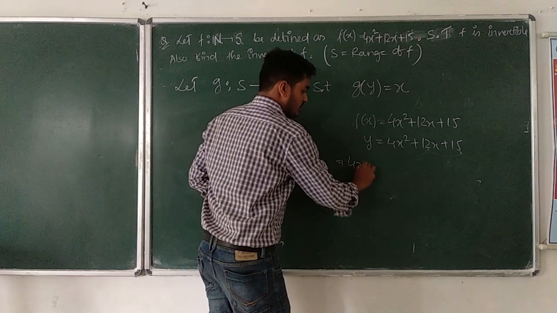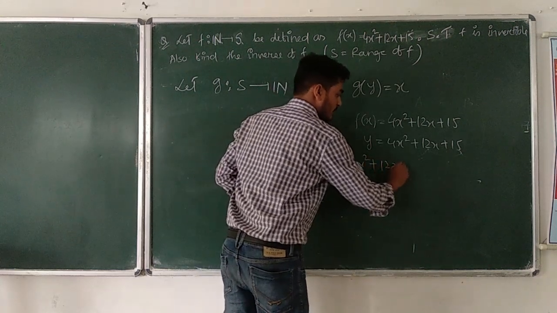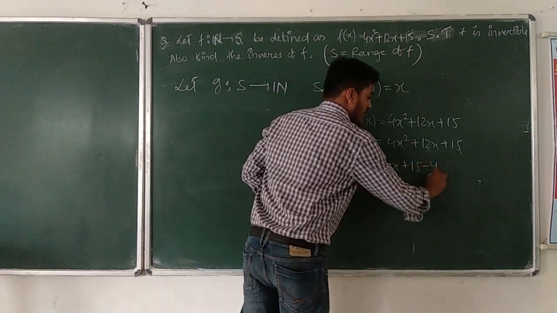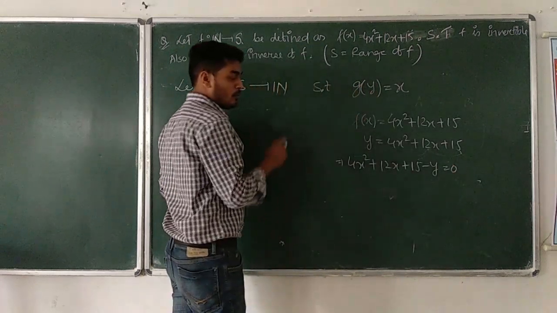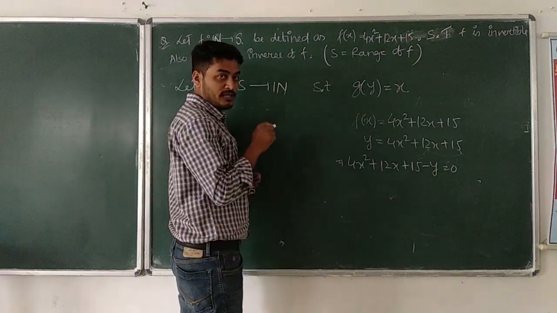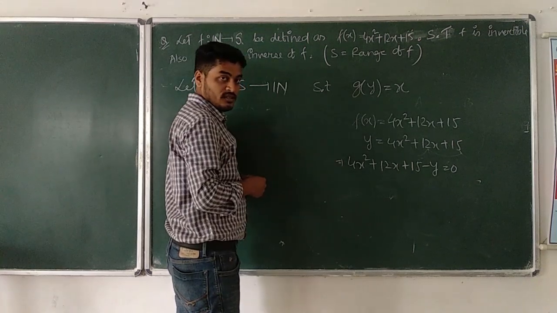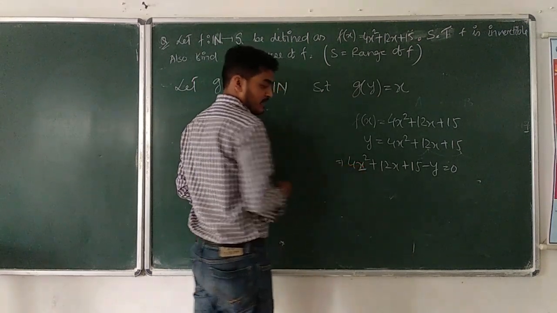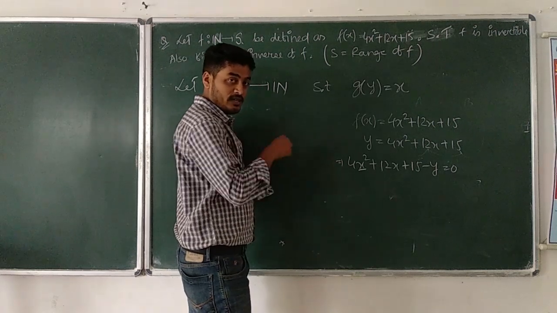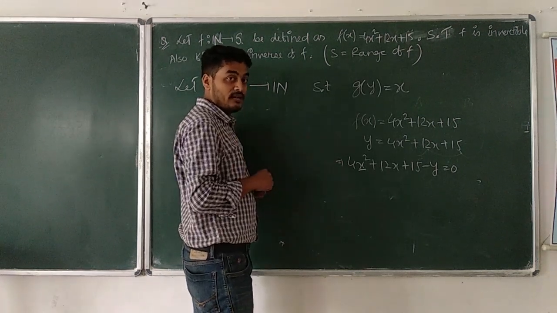Now write down all those terms on one side: 4x squared plus 12x plus 15 minus y equal to 0. If you observe properly, this is nothing but a quadratic equation. So what is the main variable? The variable is x. How many values will we have for x? It is quadratic, so we will have two different values of x.